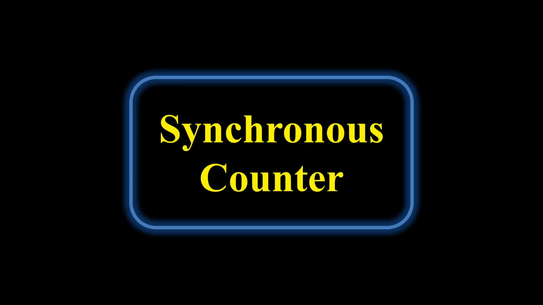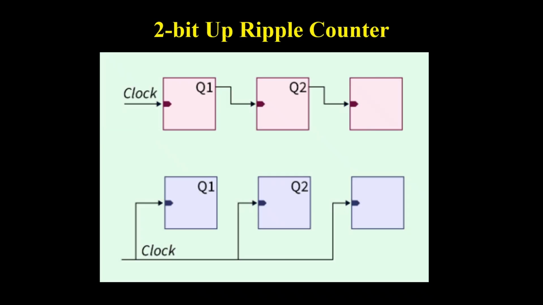In this video, we are going to understand synchronous counter and the basic design procedure of synchronous counter. In the previous video, we discussed the limitations of ripple counter. In ripple counter, the output of one flip-flop is connected to the clock input of the next flip-flop. Because of this, the propagation delay of each flip-flop gets accumulated. As the number of flip-flops increases, the delay also increases.